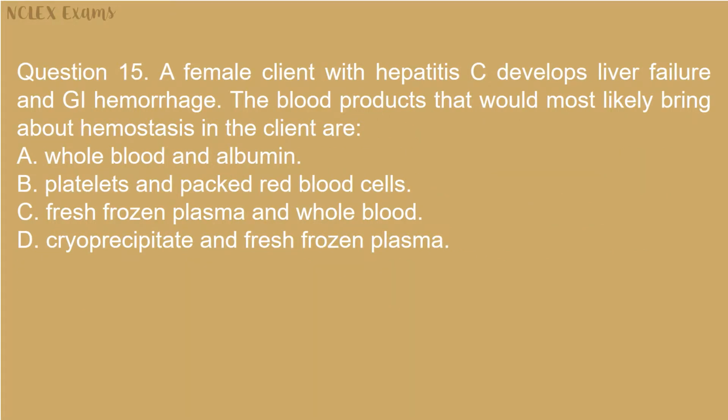Question 15. A female client with hepatitis C develops liver failure and GI hemorrhage. The blood products that would most likely bring about hemostasis in the client are: A. Whole blood and albumin. B. Platelets and packed red blood cells. C. Fresh frozen plasma and whole blood. D. Cryoprecipitate and fresh frozen plasma.